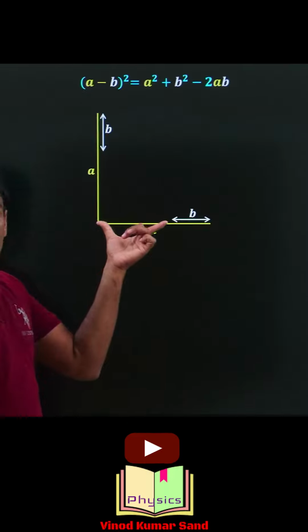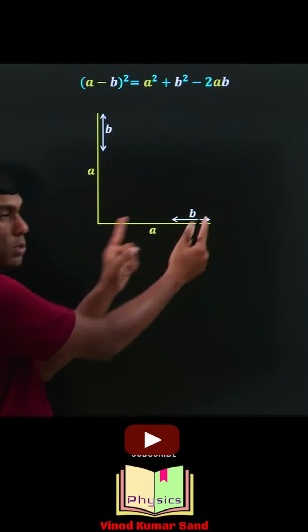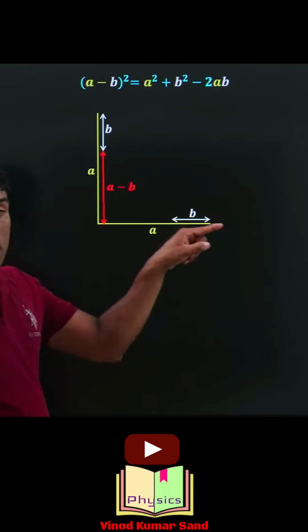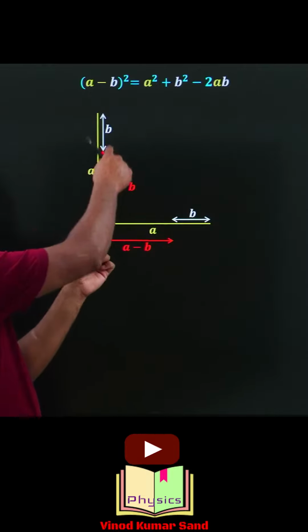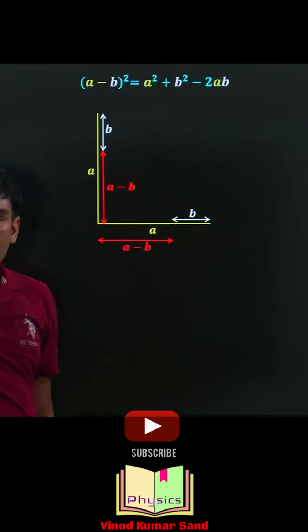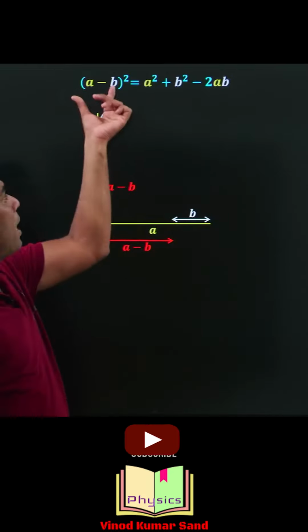Then what is this remaining length? This length is A, this length is B. So the length remaining here should be A minus B. Similarly, the length here will also be A minus B. This is A minus B, this is A minus B. How does this come A minus B? This total is A, this is B. So this should be A minus B. Now we need A minus B whole square.